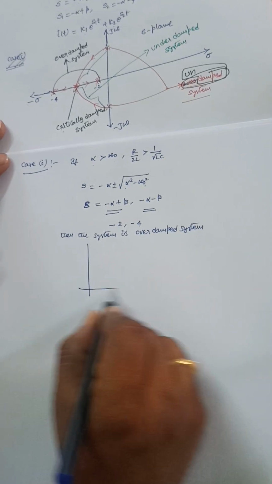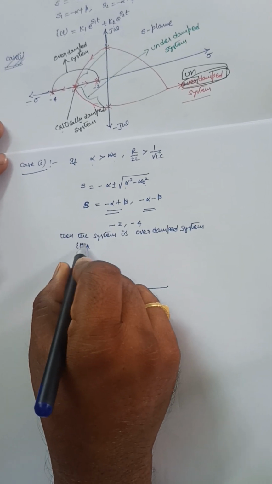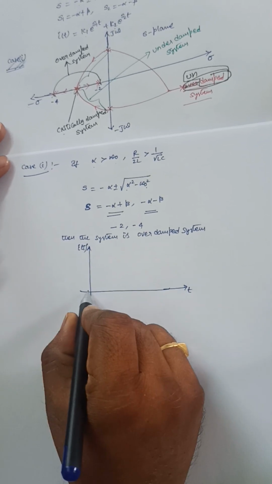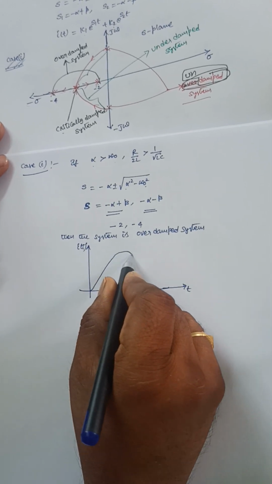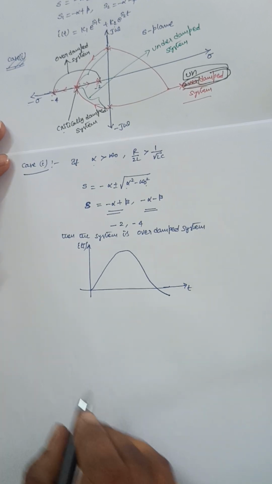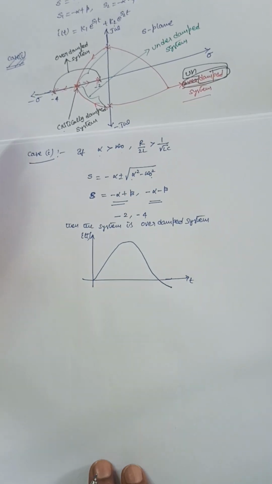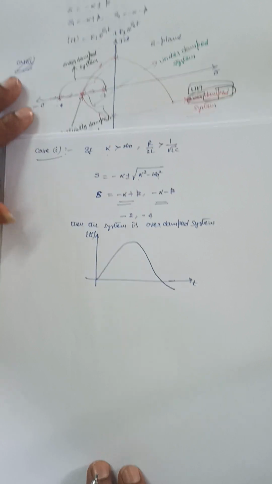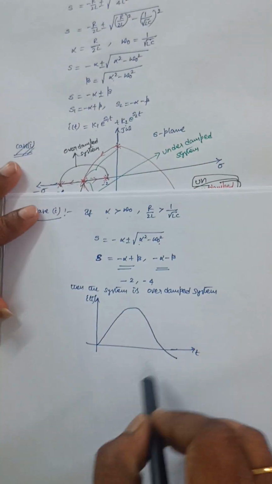The response for this, i of t, can also be drawn like this. The response will go like this, and it will come like this and like this. So it is the over damped system response. If you draw this system response, it will be like this.